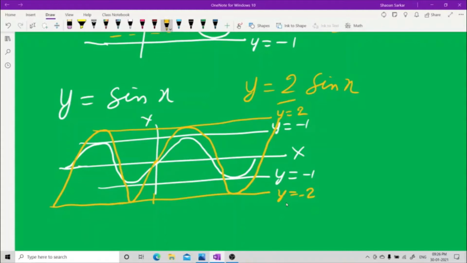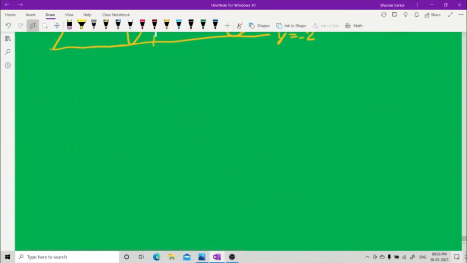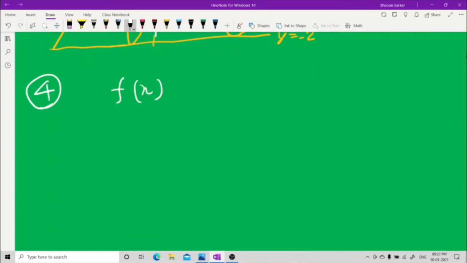Now the next one is the fourth one. I'm talking about the fourth one. If you take f(x) changed to f(ax), a is now inside. If a is greater than 1, then it shrinks.